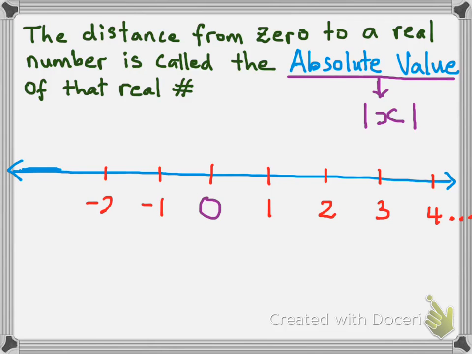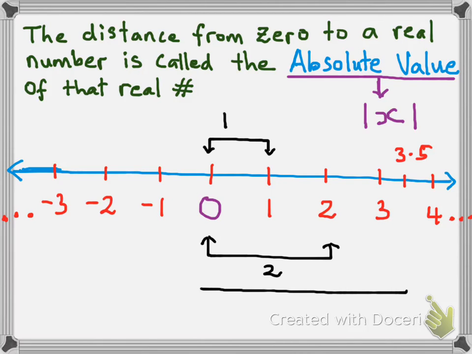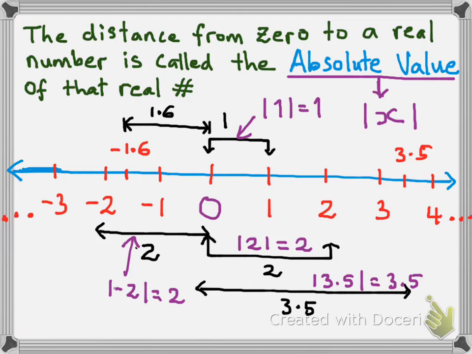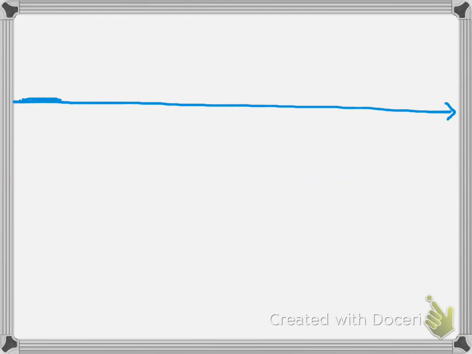In terms of the example we looked at previously, the numbers on the real number line, let's describe them in terms of the absolute value. So what is the absolute value of 1? Well, the absolute value of 1 is the distance from 1 to 0, which is 1. The absolute value of 2 is the distance from 2 to 0, which is 2. The absolute value of 3.5 is the distance from 0 to 3.5, which is 3.5. The absolute value of -2 is 2, and that's the distance from 0 to -2. The absolute value of -1.6 is 1.6, that's the distance from 0 to -1.6.